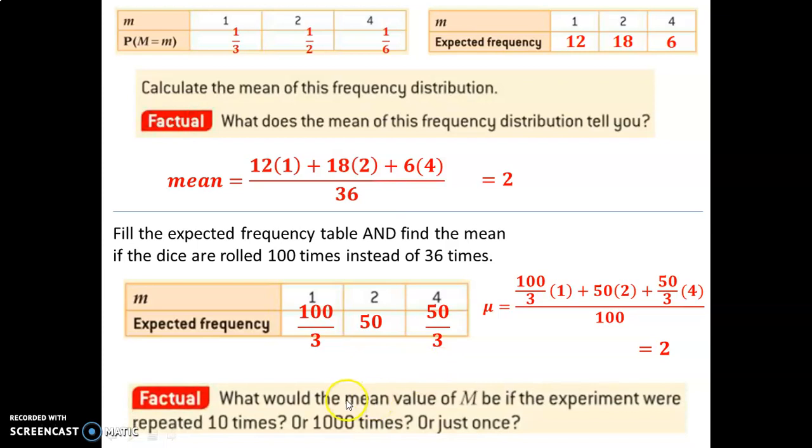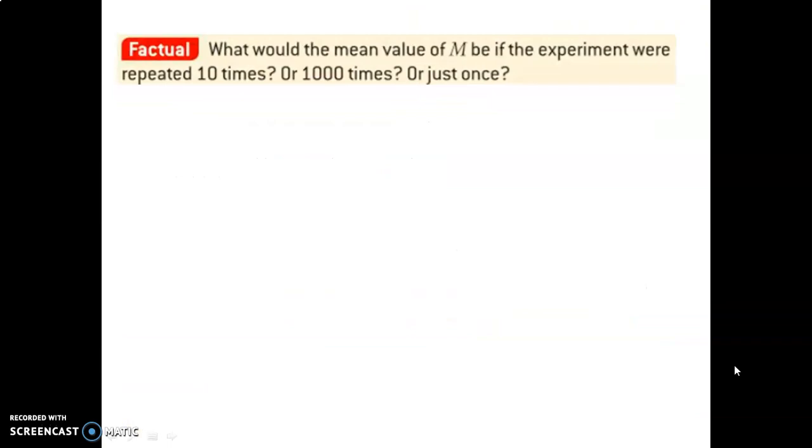All right, so what would the mean value of m be if the experiment was repeated 10 times, or 1,000 times, or just once? Well, the answer to that is it's the same. The mean would always be the same because the probabilities remain the same. All right, let's move ahead with that idea.